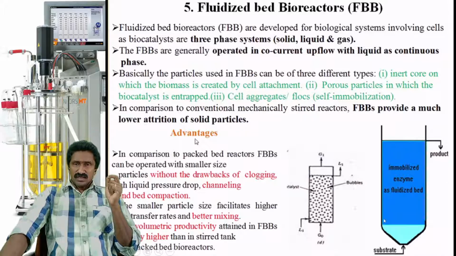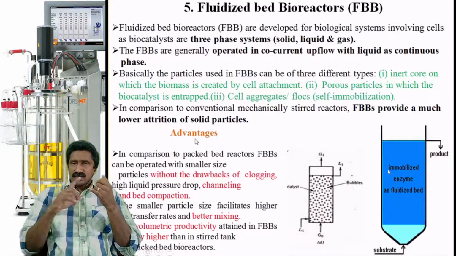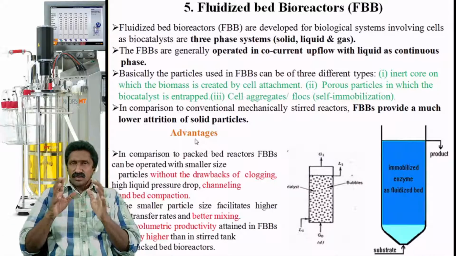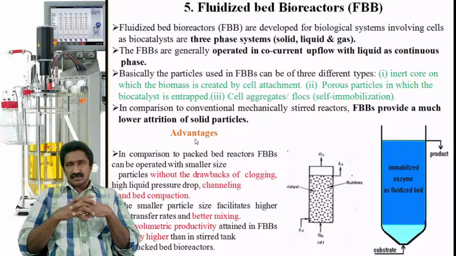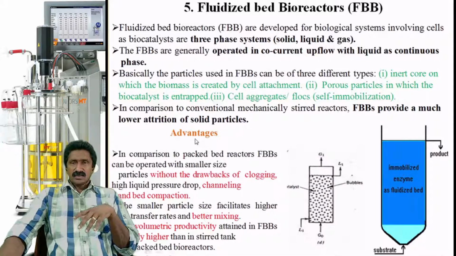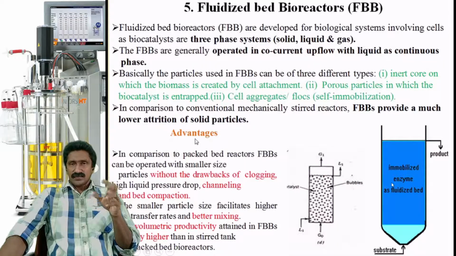The materials that are packed in this area are of three types. One is an inert core on which the biomass is created by cell attachment. So it may be an inert core with the cells attached. The actual cells are attached, and that biomass is the cell.